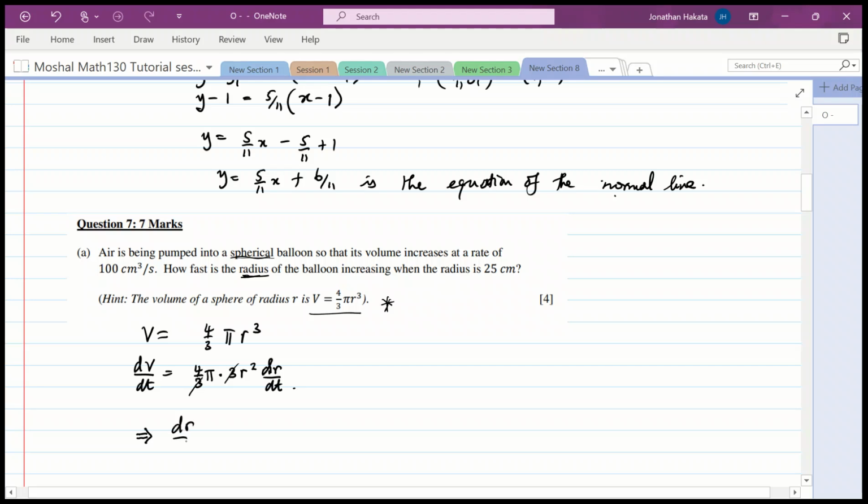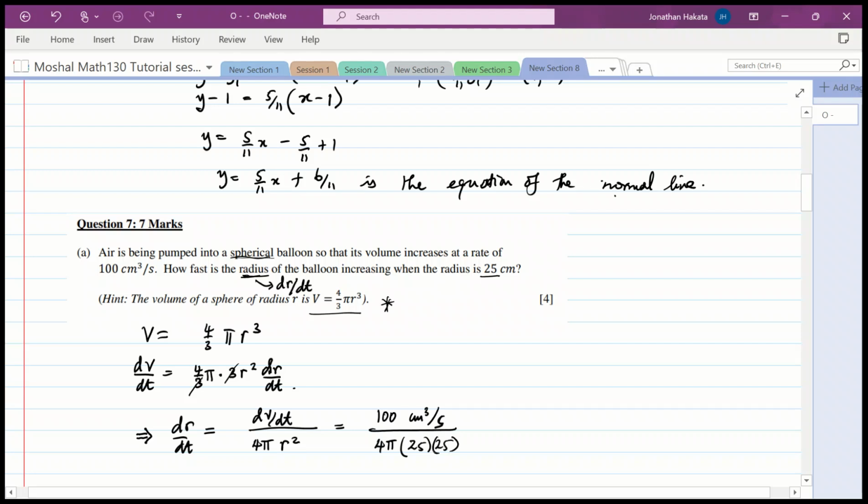which implies that if we make dr/dt the subject, because that's the one we are asked to find, they say find dr/dt. Okay, so dr/dt is equal to dV/dt, the term that is on the left, divided by 4 pi r squared. So let's substitute everything that we have. dV/dt is 100 cubic centimeters per second all over 4 pi r. We are being asked at the instant when r is 25, so that's 25 by 25.